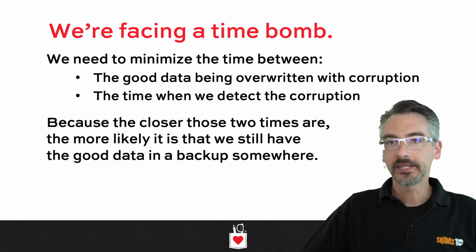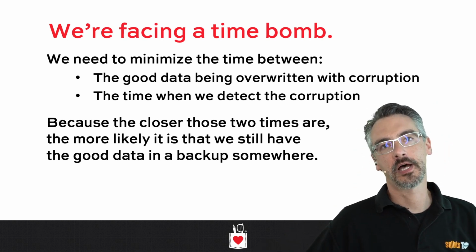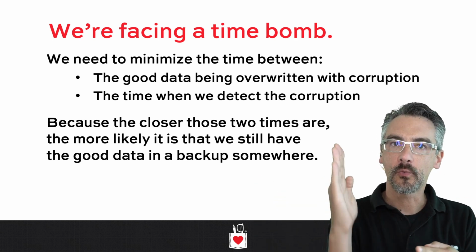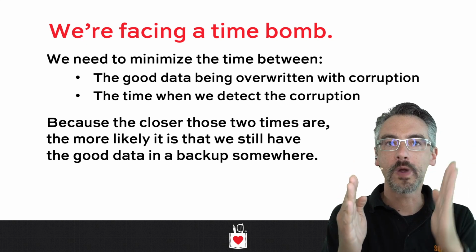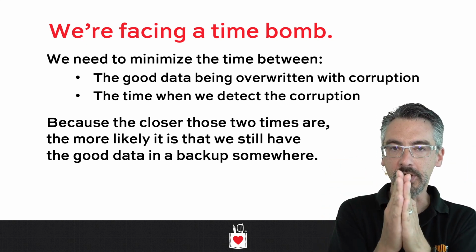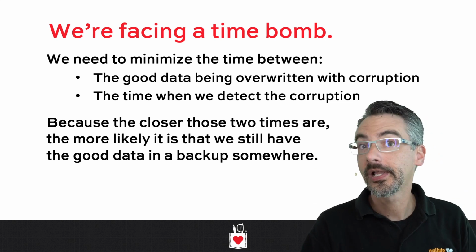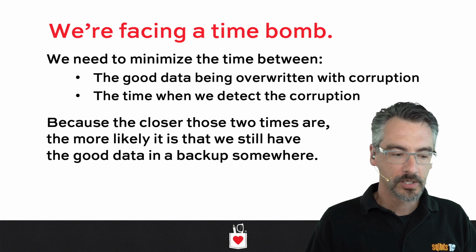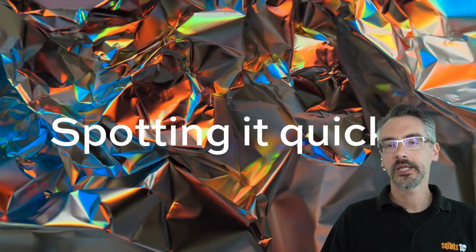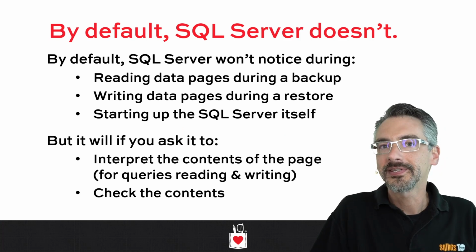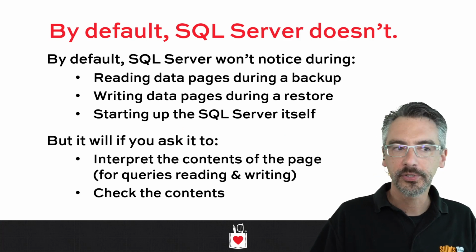So whenever any of these things happen, we have a time bomb. I need to minimize the amount of time between when the corruption happened and when we discover it. Because the closer those two things are, the more likely it is that I still have good backups and I can recover from it. So how do I spot it as quickly as practical, especially when SQL Server by default doesn't tell me anything about when corruption strikes?